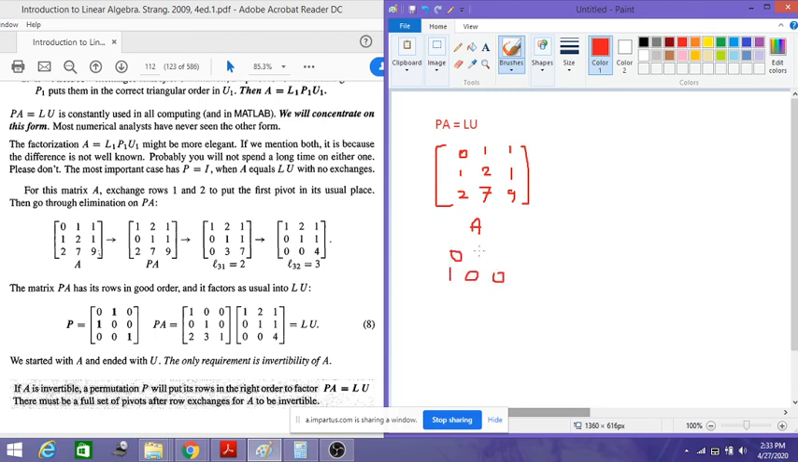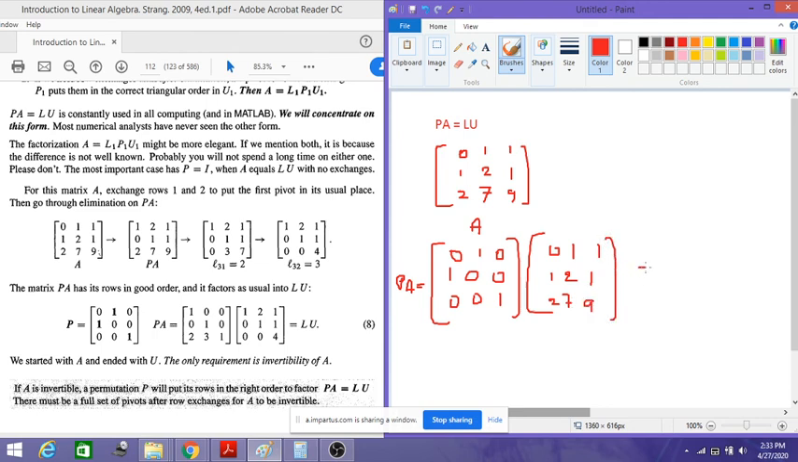I want to interchange this. So I'll interchange the rows of a 3 cross 3 identity matrix here. The first row and second row are interchanged. So this is my P. So P into A is equal to, now you write our A matrix here, that is 0, 1, 1, and this is 1, 2, 1, and this is 2, 7, 9. So what happened is just the rows get interchanged. So 1, 2, 1 will come here, and 0, 1, 1 will come here, and then 2, 7, 9.